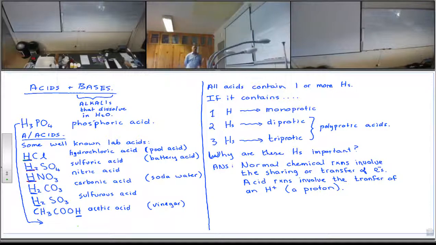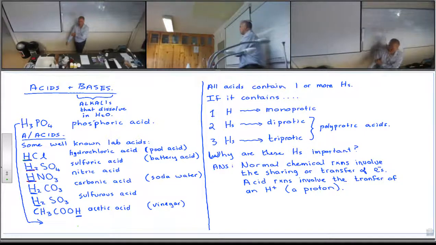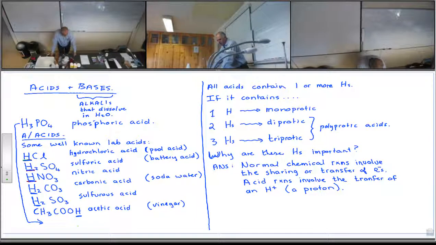Well, as you said, normal chemical reactions involve the sharing or the transfer of electrons. Think of ionic reactions, think of covalent reactions, okay? But acid reactions involve the transfer of an H+. And I've written in brackets that an H+ is a proton. Is that true? Why? Doesn't have any neutrons. How many electrons does H have? One. How many protons? How many neutrons? None. So you take away the electron, what's left? Just the proton. Okay, so an H+ is actually just a proton.